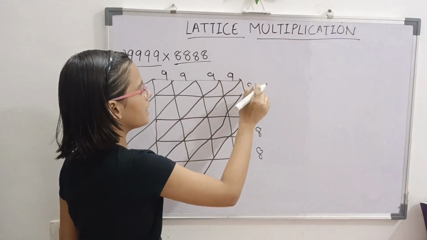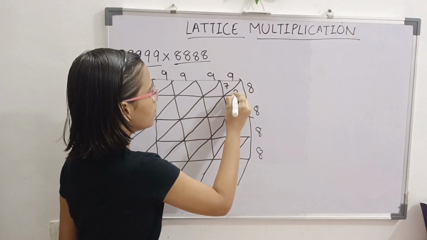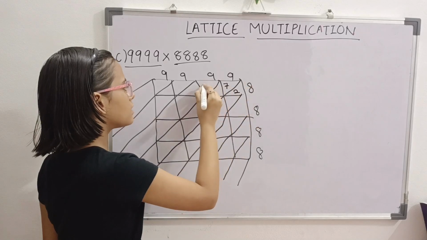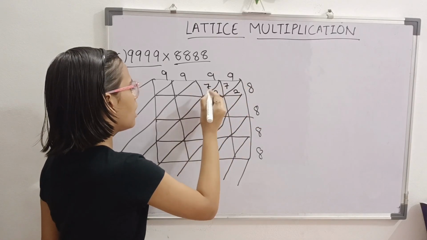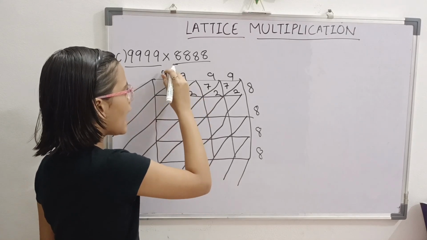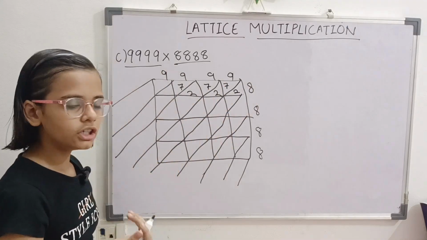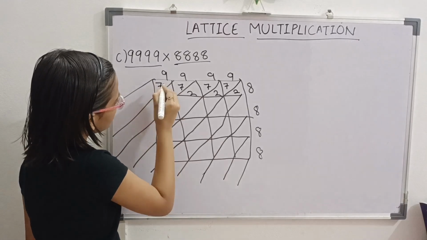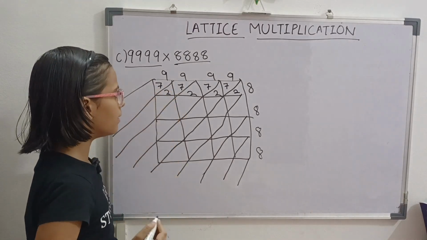9 multiplied by 8 equals 72. Again 9 multiplied by 8 is 72, again 72, and again 72. So 7 will come here and 2 will be written here.